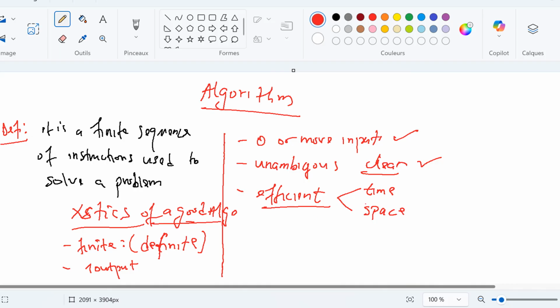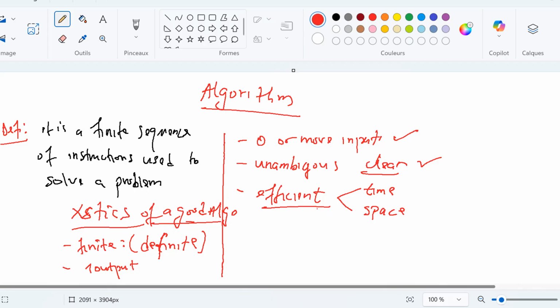So this is what you need to know concerning characteristics of a good algorithm. We have so many other characteristics. I've talked about efficiency, it should be effective too, but at least these are the most important ones I've listed here. Good.